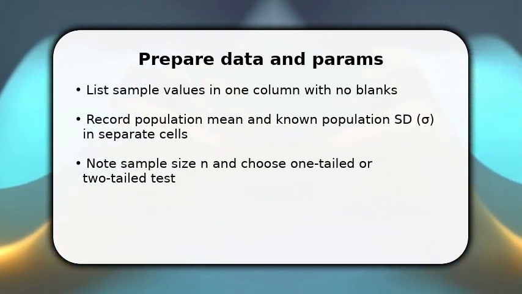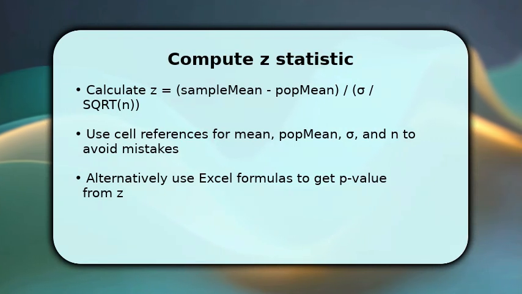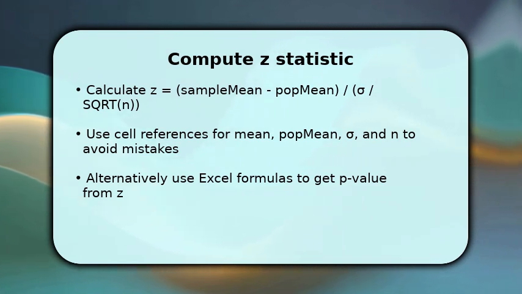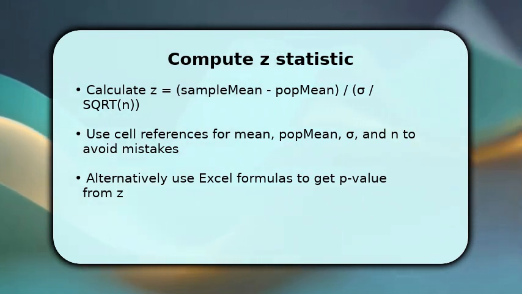Now compute the z statistic directly. In a cell enter =(sample mean cell - pop mean cell)/(sigma cell/SQRT(n cell)). This yields the z-score. It tells you how many sigma the sample mean is from the population mean.